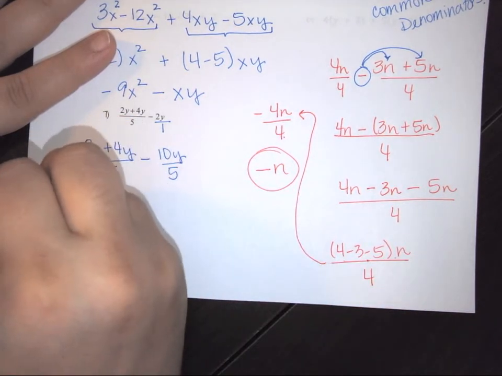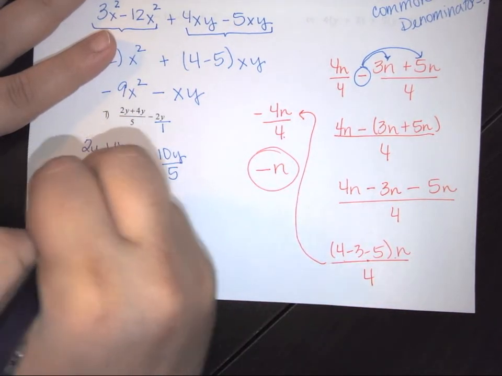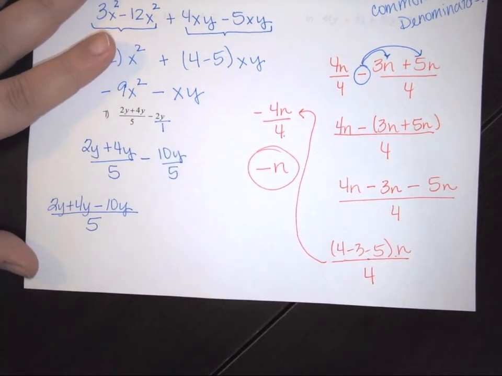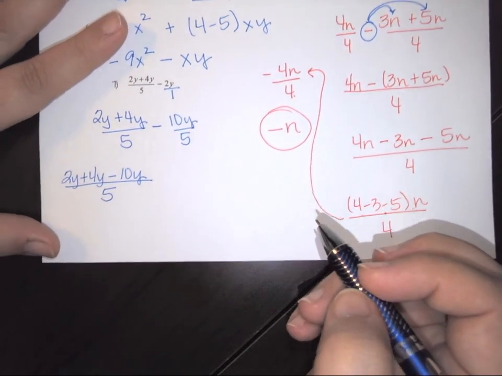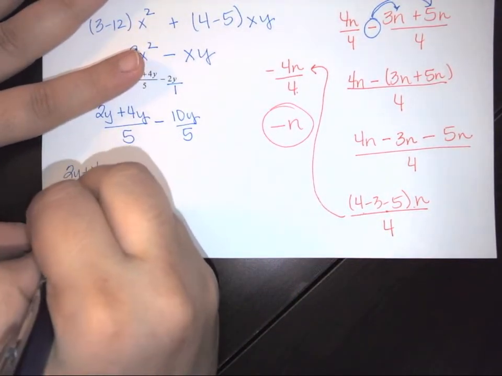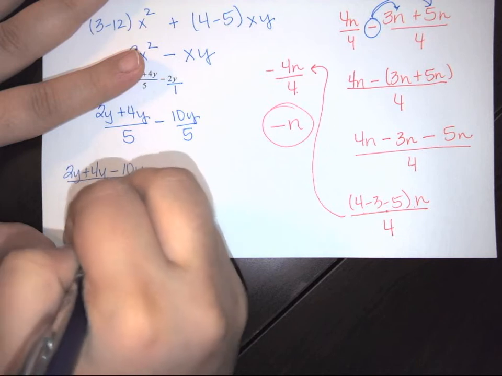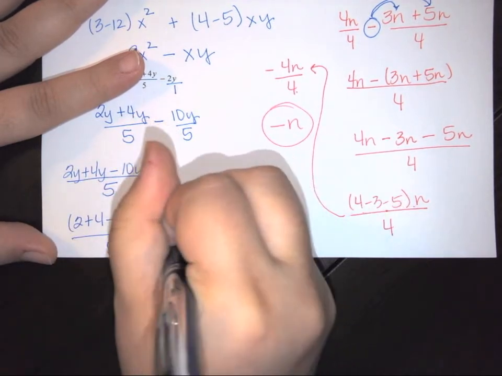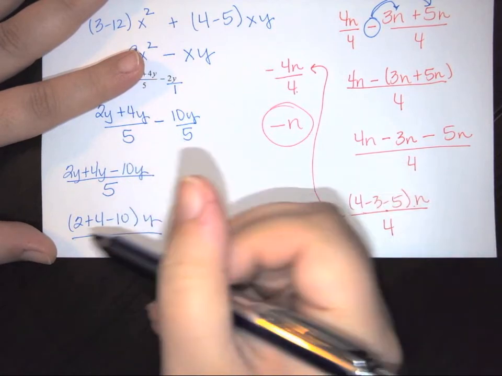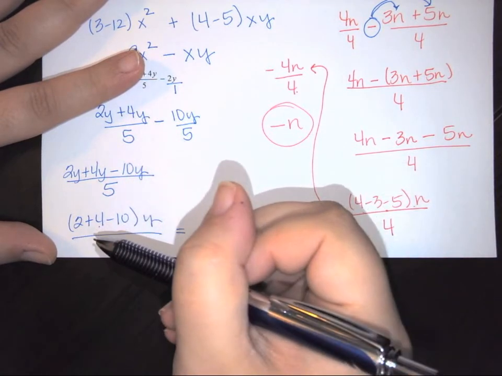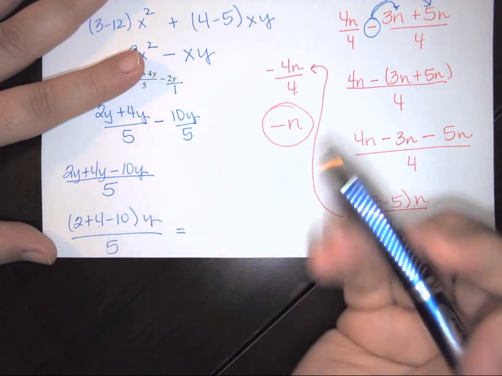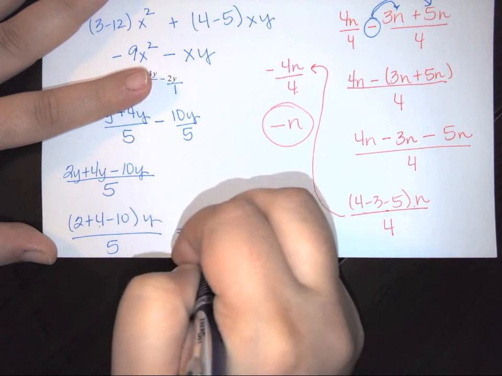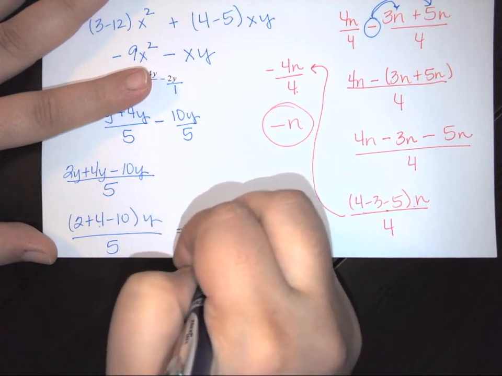So this is going to be 2y plus 4y minus 10y. I can combine my coefficients. So this is 2 plus 4 minus 10 y. The whole thing is over 5. 2 plus 4 is going to be 6, minus 10 gives you a negative 4y over 5.